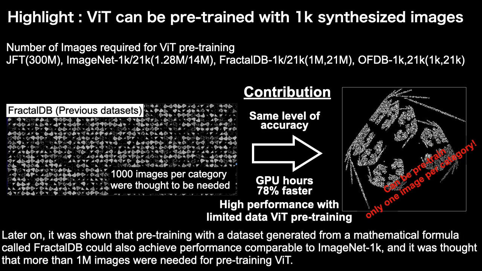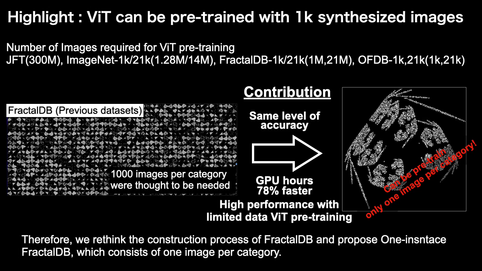Later on, it was shown that pre-training with a dataset generated from a mathematical formula, called FractalDB, could also achieve performance comparable to ImageNet-1K, and it was thought that more than 1M images were needed for pre-training ViT.